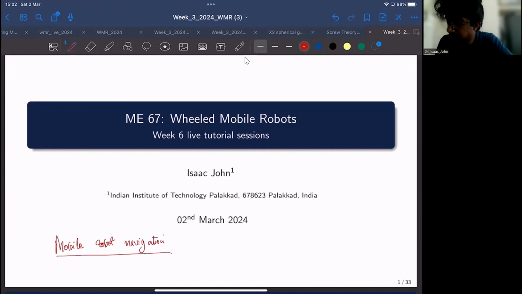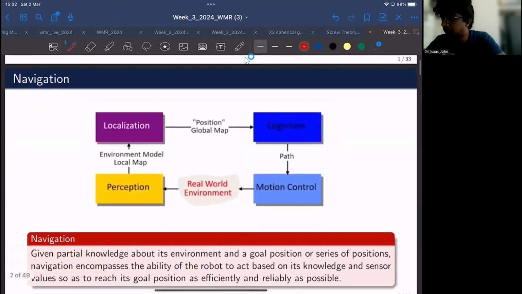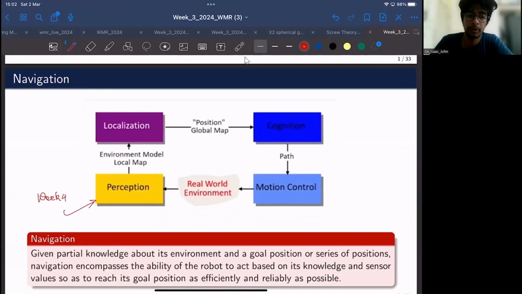In the previous couple of weeks we covered the topic of perception in week 4. And in week 5 we covered topics such as error propagation, localization, and simultaneous localization and mapping. And week 6 will be mostly on navigation.